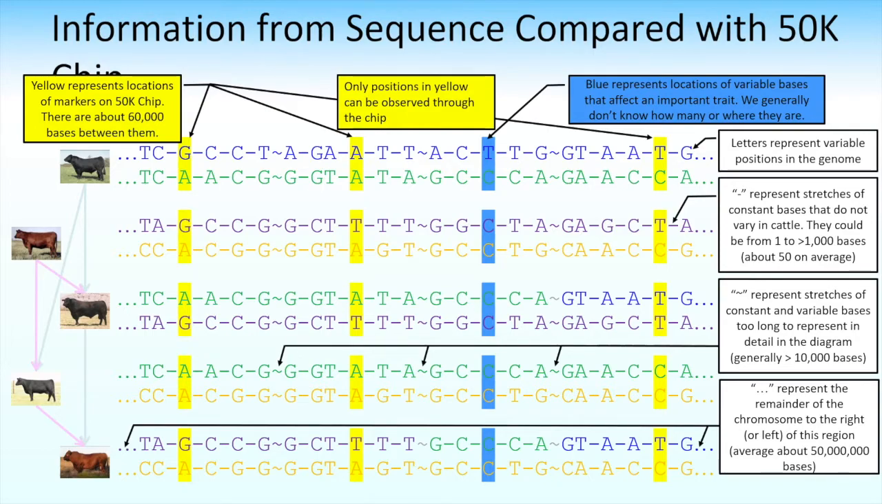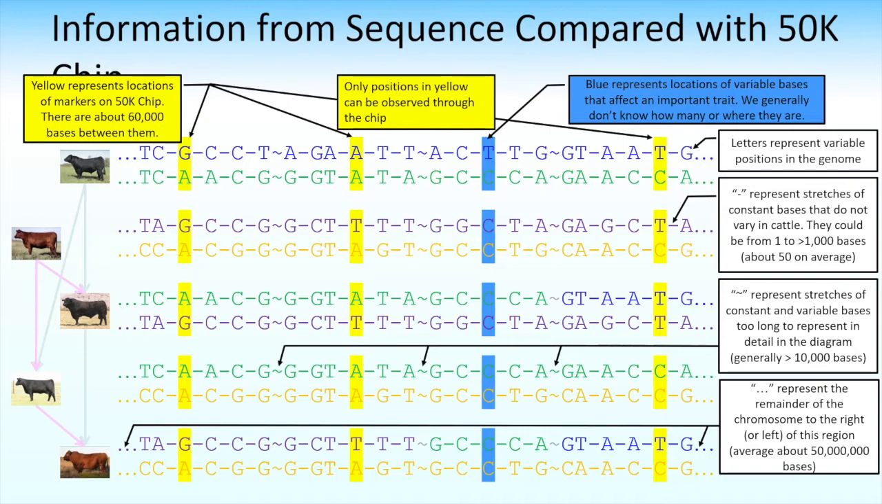Within each of these several hundred base segments, we will further focus on the positions that are variable within our population. They are the ones that are represented by letters. And then we have the dashes, which represent sequences the same within column, but different between columns. The differences between columns are important in that they help us determine where in the genome this sequence resides.